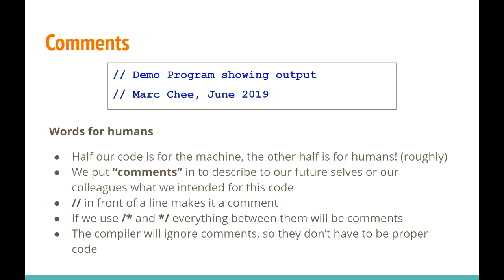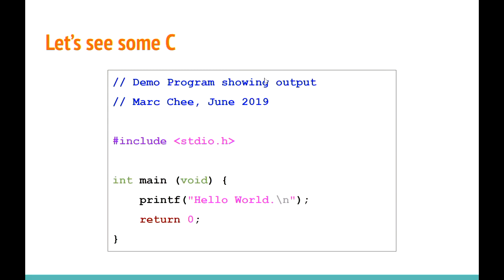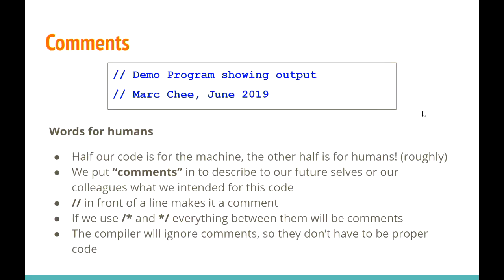For example, I have this thing just explaining what that piece of code is. It's a demo program showing output. We'll talk about output in a second. And this is me and when I wrote it. So we're usually going to sign off on our program saying, I wrote this at this time, so it's easier for us to remember when we did something, but also a bit of information about what it's for, so we don't have to look through the code to know why this program exists.